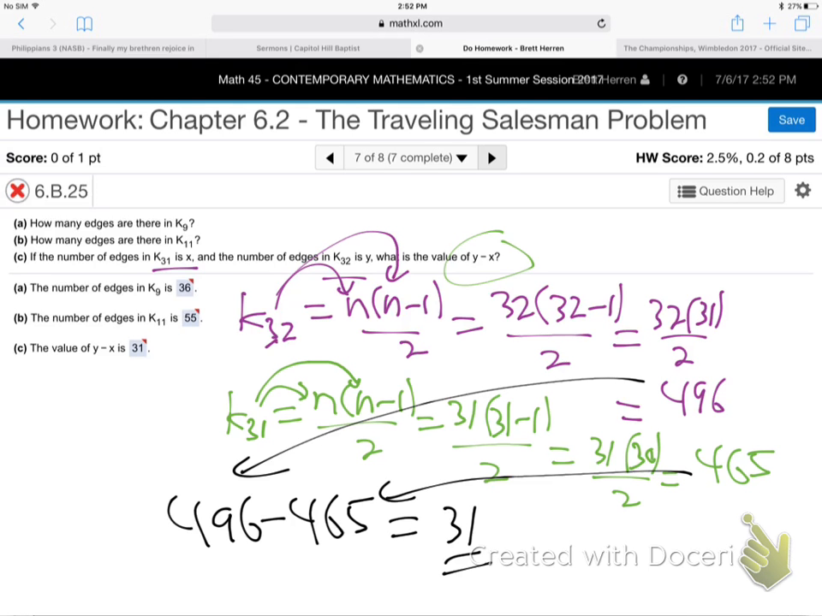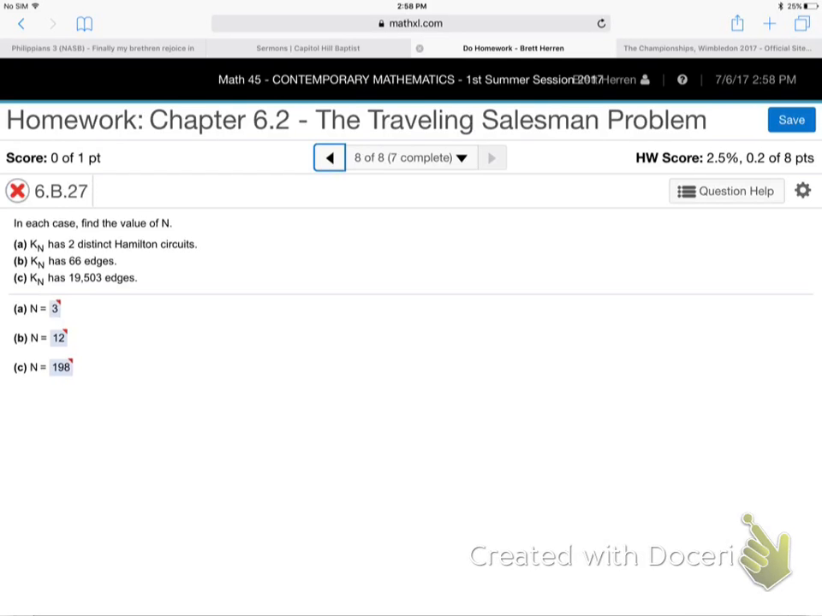Can I flash off of that one? It's number 7, one more in this section. Two distinct Hamilton circuits. In each case, find n. Okay, so they're saying find n if Kn has two distinct Hamilton circuits.